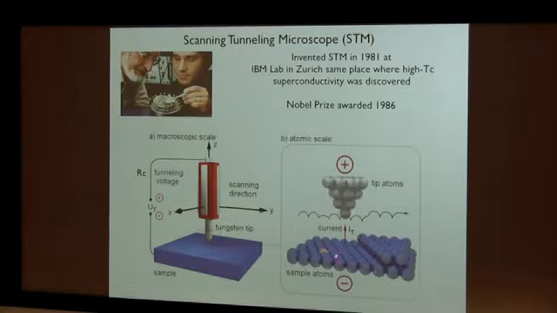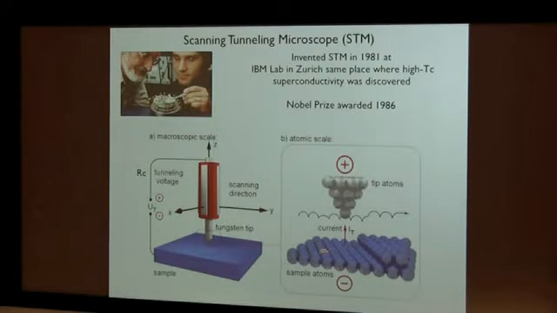Now, once you have this tunneling happen, you can take this tip and raster it around the surface and sense where the electrons are underneath your tip. This microscope was, incidentally, invented, the very first one was built, in the same lab in which high temperature superconductivity was discovered. There's something special about this IBM lab in Zurich.